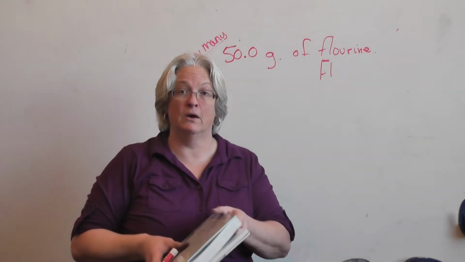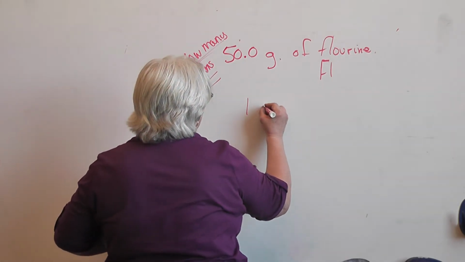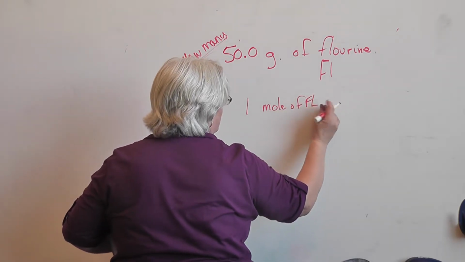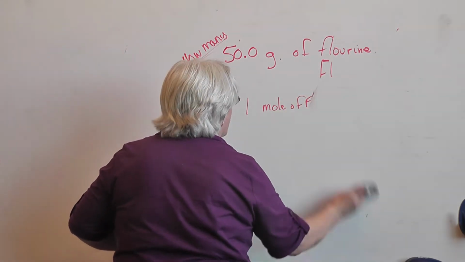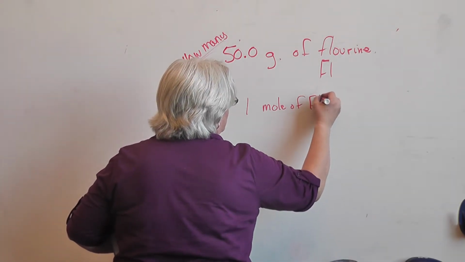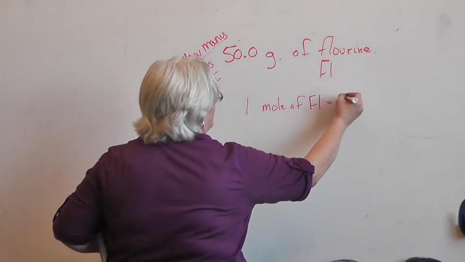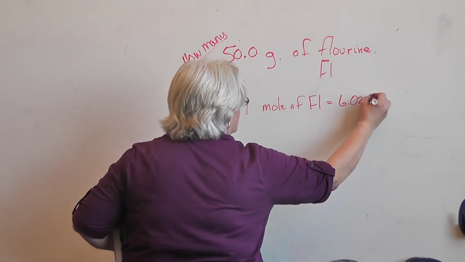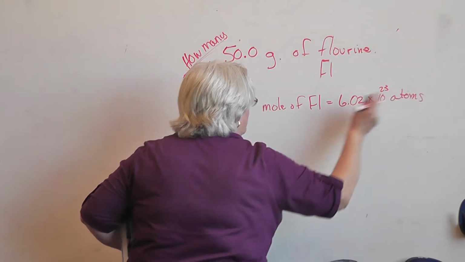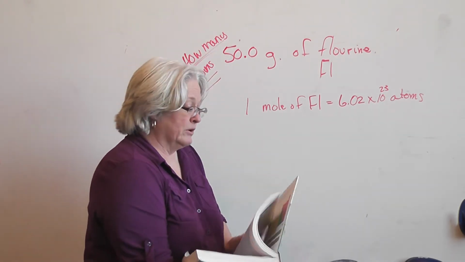So what do we know from Avogadro's number? We know that if we have 1 mole of fluorine, how many atoms does it contain? Well, it's going to contain Avogadro's number of atoms, 6.02 times 10 to the 23rd atoms. But what's 1 mole of fluorine? How are we going to know what 1 mole of fluorine is? You're going to look at your chart.